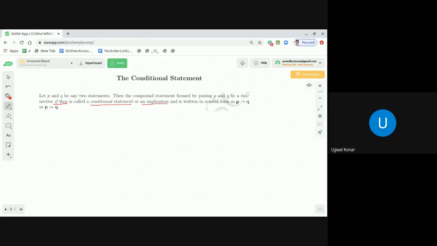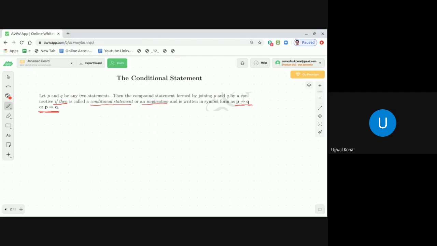And how is it written? It is written as P implying Q, P arrow Q, or P double arrow Q. The double arrow means it is an implication operator, right? In several mathematical problem solving, you have used especially this one, P implying Q. P implying Q means what? If P happens, then obviously Q happens.